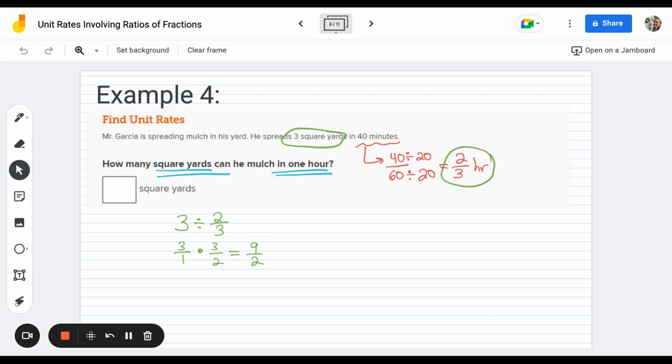So instead of leaving it as an improper fraction, we'll go ahead and change it to a mixed number. Or if your teacher's okay with it, you can also write this as a decimal, because this would turn out to be a nice decimal as well. I'm going to go ahead and just change it to a mixed number.